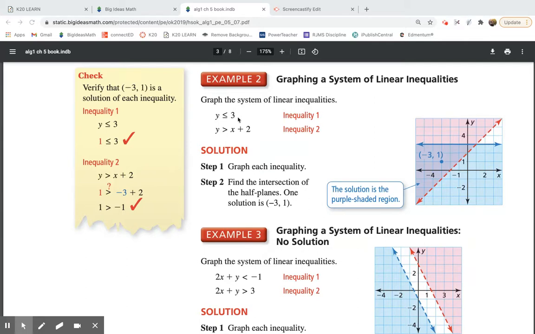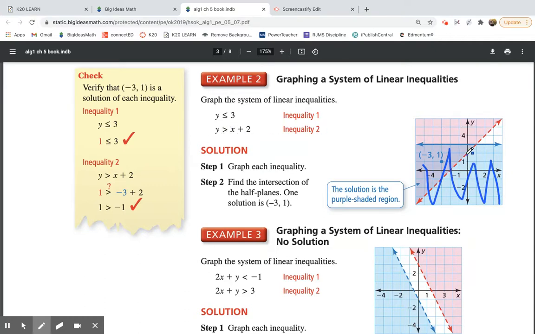So for y is less than or equal to 3, that means there is no x. So I go to 3 on the y-axis, and since there's no x, there's no slope. So it never goes up and down from that point, so it just goes straight across. Solid line, y is less than or equal to 3. So if this is 3, the only way to be less than that is to get smaller. So they've shaded all of that blue. What's probably going to be easiest for us, since we're just using pencil, is to just loosely shade it with zigzag lines.